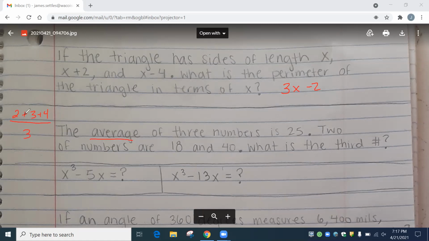And so the only difference here is now we're not using the numbers 2, 3, and 4, but I'm still dividing by 3 because there's 3 numbers. And so I'm going to replace, let me use my eraser real quick.